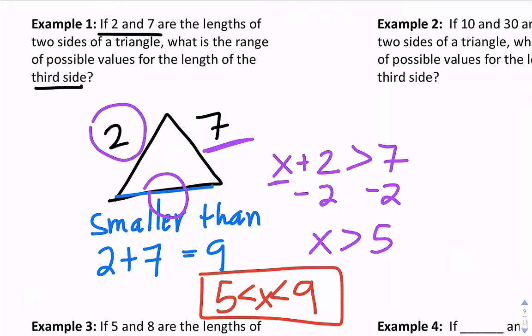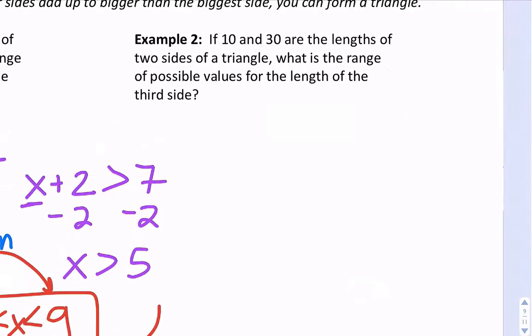So here's what the inequality looks like. Bigger than 5, smaller than 9. And to find it, it's very simple. You just add up your sides to get the bigger end. All right, so we did that here. And subtract your sides to find the smaller end. That's it. All right, so let's try another one.